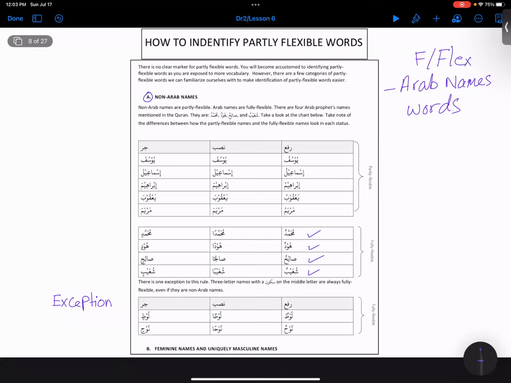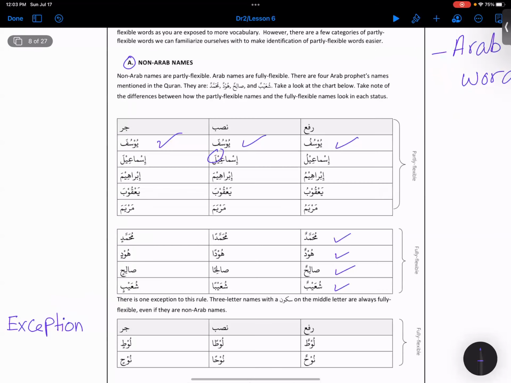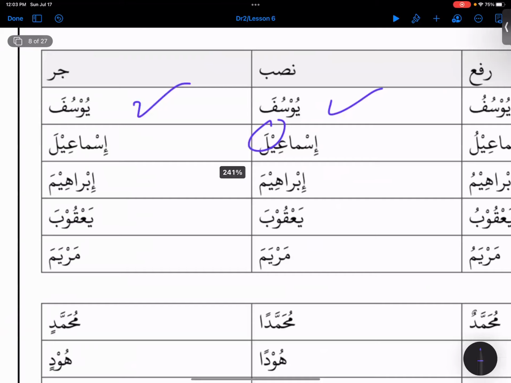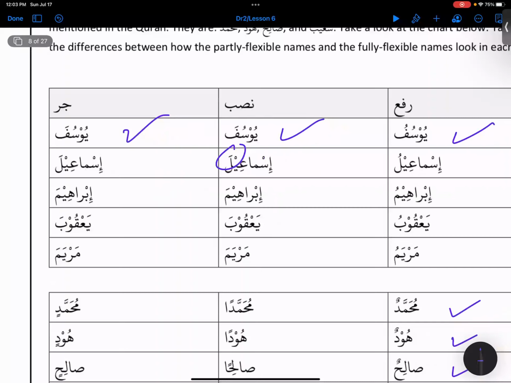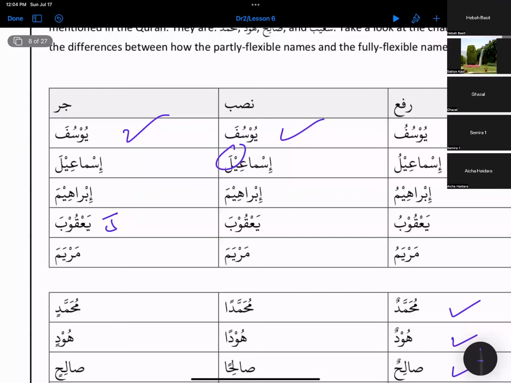So Yusufu, Yusufa, Yusufa. Ismailu, Ismaila, Ismaila. Ibrahimu, Ibrahima, Ibrahima. We are never ever going to say Ibrahimi. That would be wrong. Yaqubu, Yaquba, Yaquba. So the jar version is Yaquba. Maryamu, Maryama, and Maryama. Never Maryami. Never ever. Why? Because they are non-Arab names and they are partly flexible.